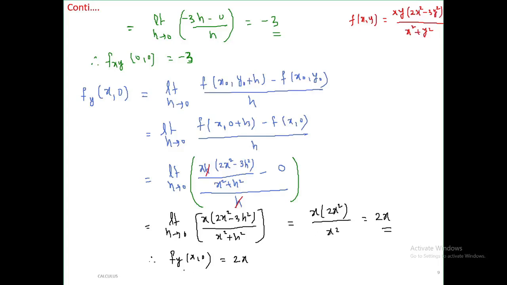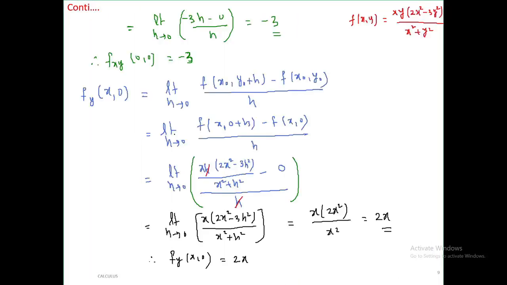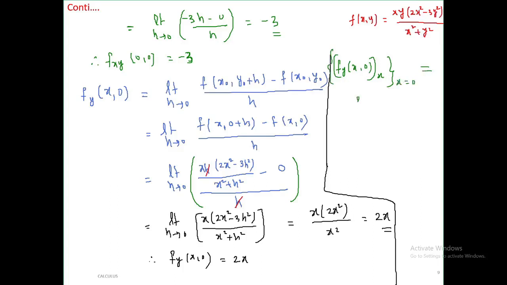Next, with respect to x I have to proceed. Here with respect to x I have to do the derivative of f_y at (x, 0), which is the function 2x, and after that substitute x is 0. So this is exactly equal to f_yx, first with respect to y and then with respect to x, at (0, 0).